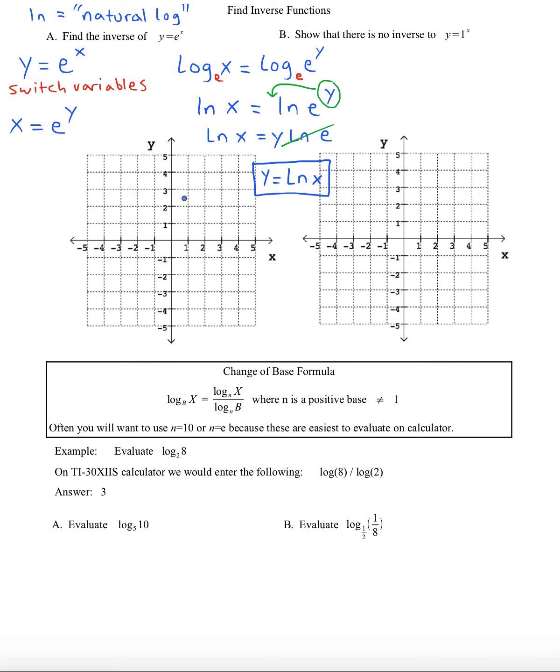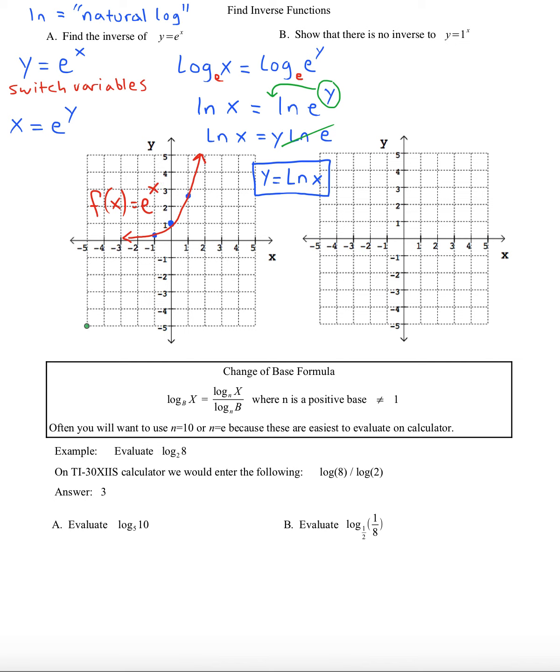Now we can sketch e to the x just approximately here. E to the 0 would be 1. e to the 1 is e itself. E to the negative 1 is 1 over e. And it's basically going to be a curve that looks something like this. That is the original function, e to the x.